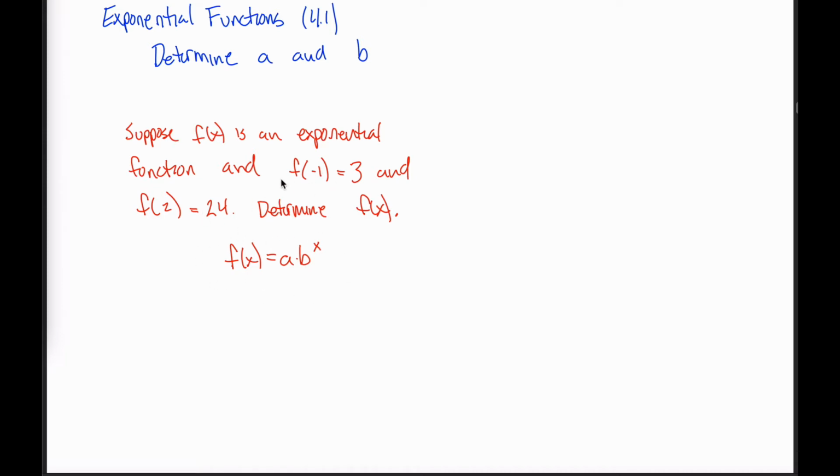And because we're given these 2 pieces of information, what we really have are 2 points on the graph of this function. If f of negative 1 equals 3, this is saying when the input is negative 1, the output is 3. Therefore, the graph would go through the point negative 1, comma 3. And if f of 2 equals 24, that's telling us that when x equals 2, y is equal to 24. So we have these 2 points, and from 2 points, we can figure out the equation of the exponential function.